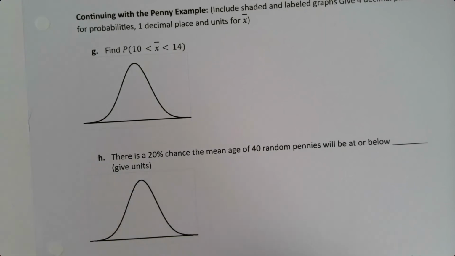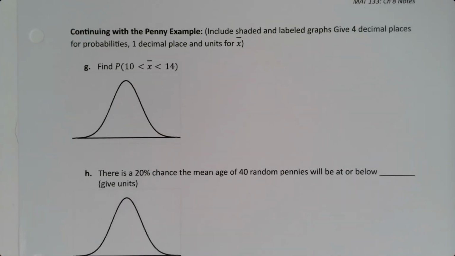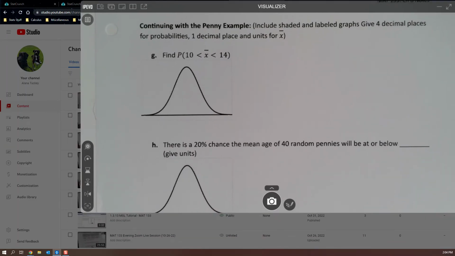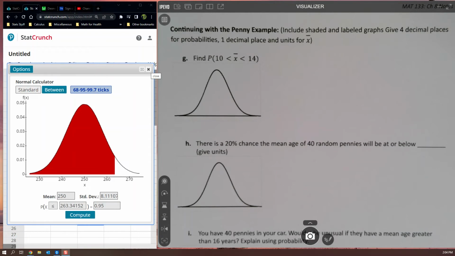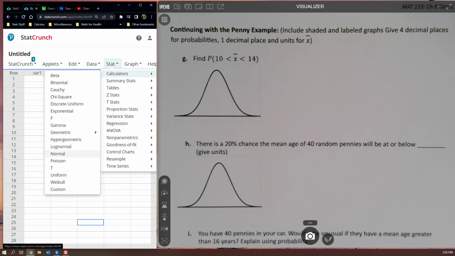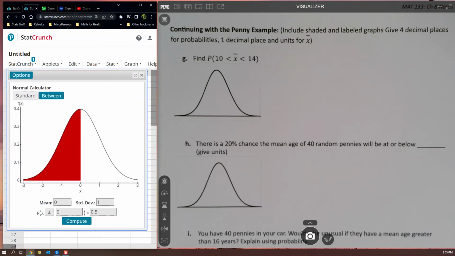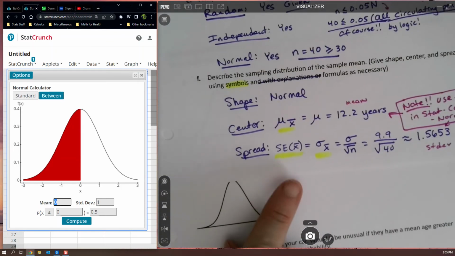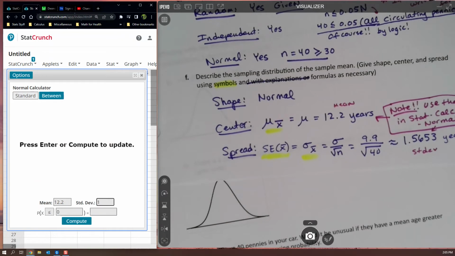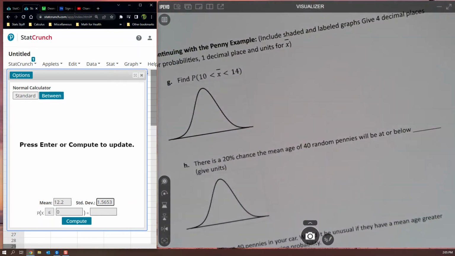Now, I notice when I look at this problem that it's a between problem because it has two numbers given. I'm going to adjust my paper so you can see both. Stat, calculators, normal. There's the normal calculator. For the mean, we're going to use the value from the previous page, which was 12.2. So 12.2 years is going to go in as the mean. And the standard error is going to be 1.5653. That's the standard deviation, which is the standard error.